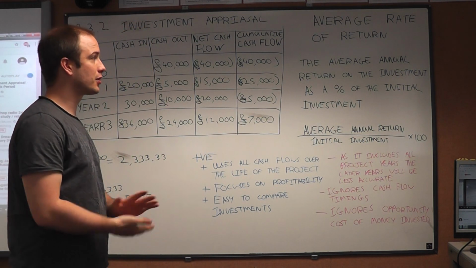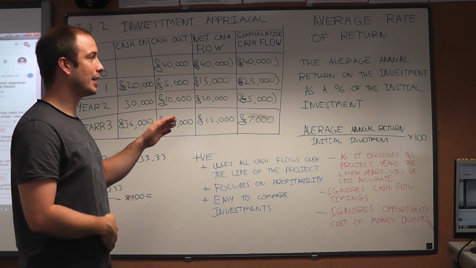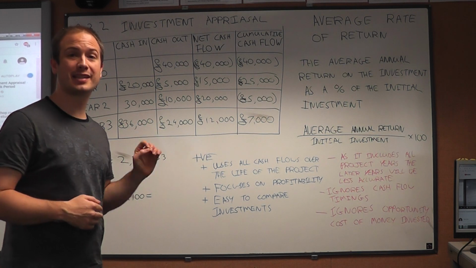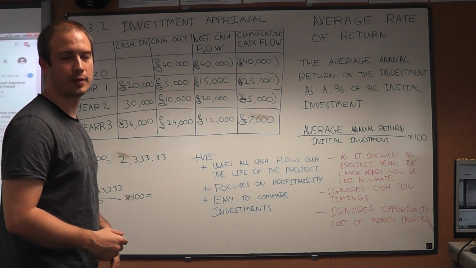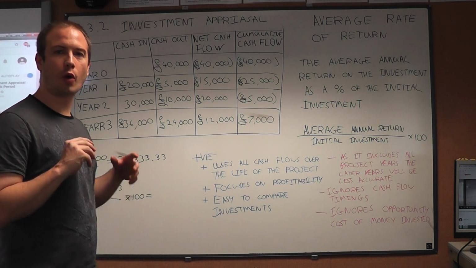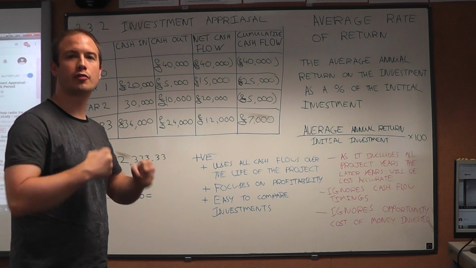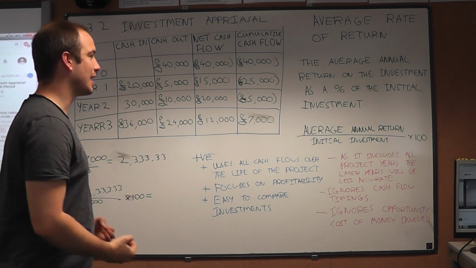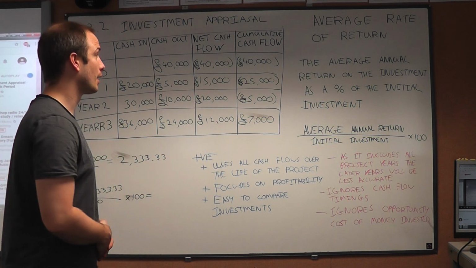Now the average rate of return is the average annual return on an investment as a percentage of the initial investment. So for all the money that's been put into this investment, on average each year, how much of a return are we going to get as a percentage of the money that we put in?